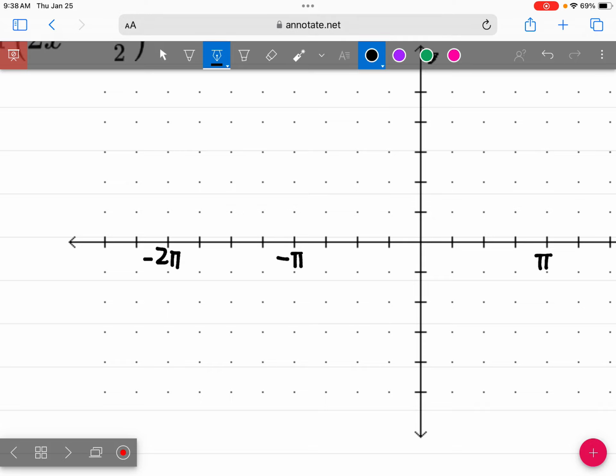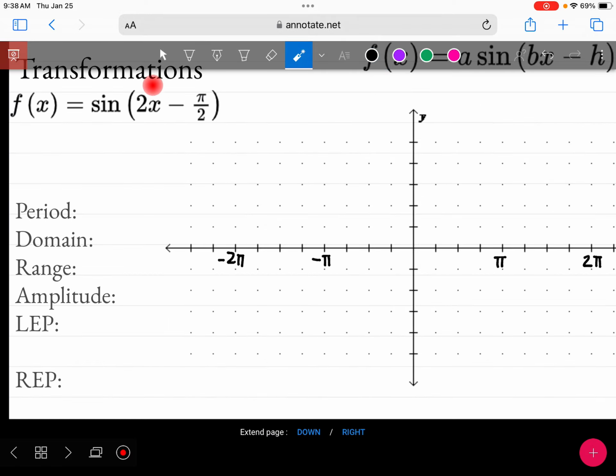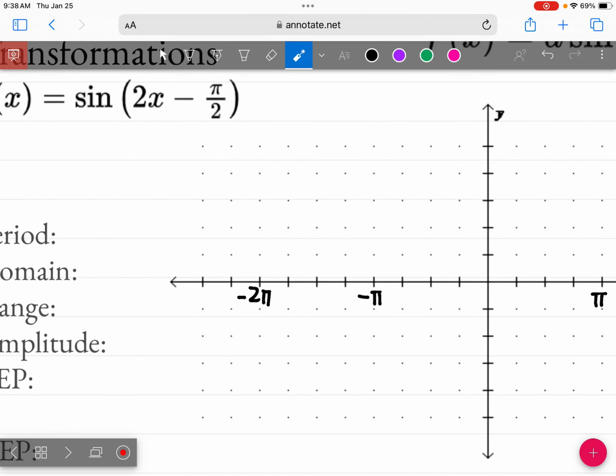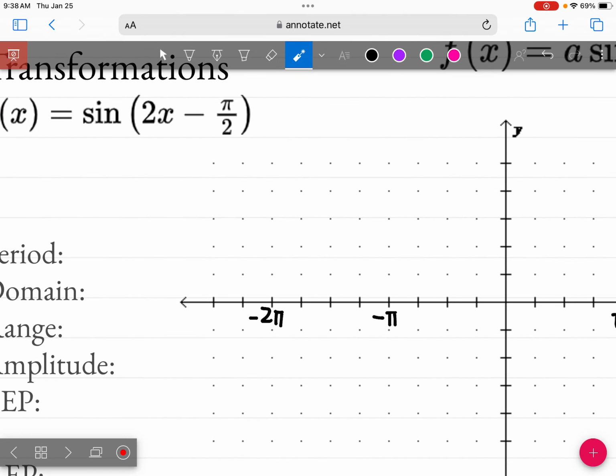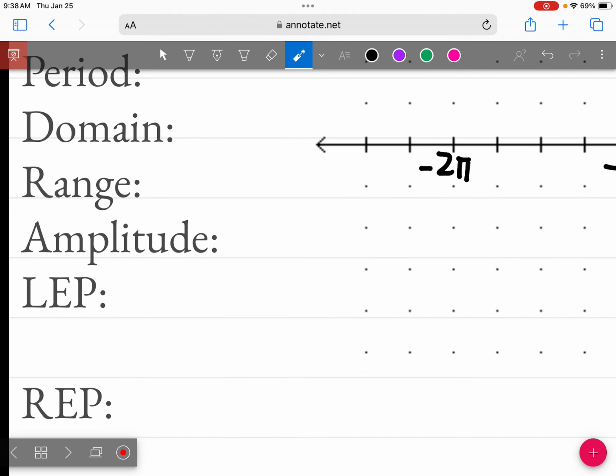So what we have in here, when we have something like this, this means our starting 0 has been moved because we have had an H, a horizontal shift, right? The way we figure out where our period starts, where that first 0 is, we set this piece equal to 0. That's our left endpoint. So we're going to take that 2x minus pi over 2, and we want to know when it equals 0.